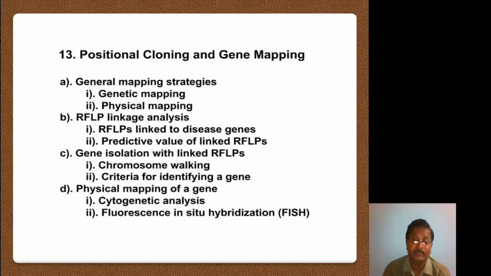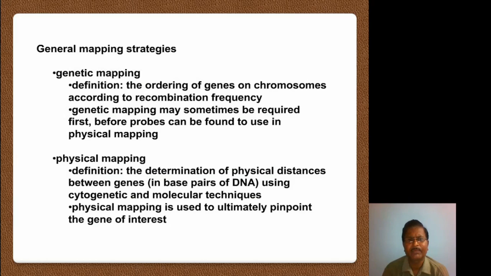So we have general mapping strategies. One is called genetic mapping, the other one is called physical mapping. Then we have RFLP, restriction fragment length polymorphism linkage analysis. In that we have RFLPs linked to disease genes, then the predictive value of linked RFLPs. Then gene isolation with linked RFLPs, where we have chromosome walking, then criteria for identifying a gene. Then physical mapping of a particular gene, where we have cytogenetic analysis and the fluorescence in situ hybridization technique, FISH.